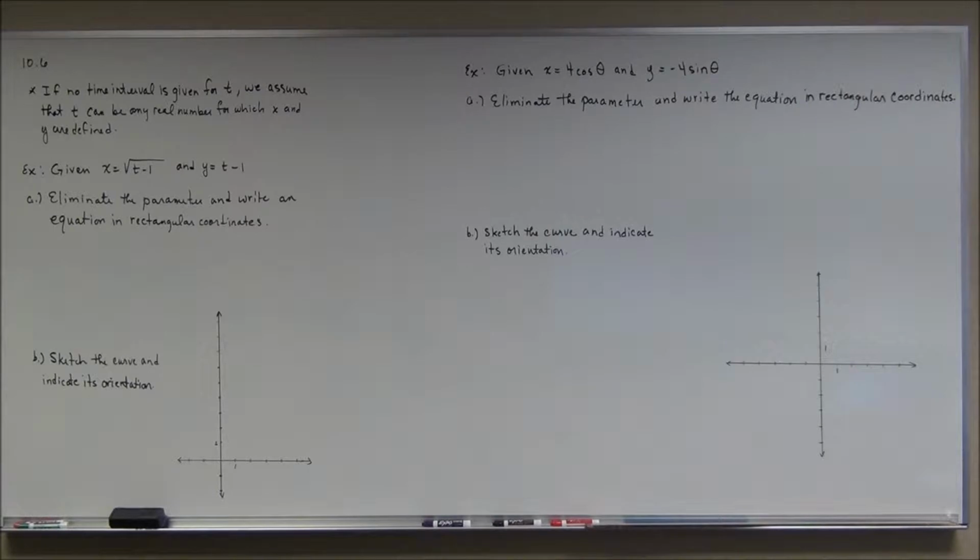Back into section 6 of chapter 10, and we're going to look at a couple more examples where we're going to be graphing plane curves, but our plane curves are given in terms of parameters. We have parametric equations that are given.